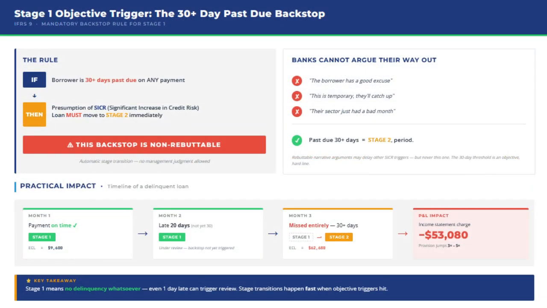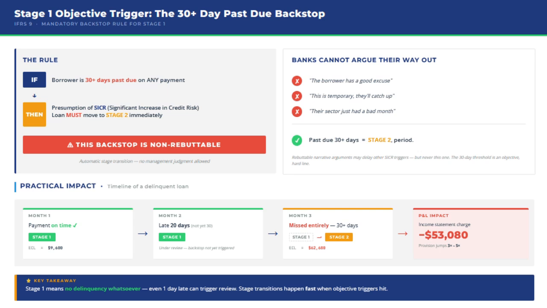Now this slide contains one of the most important rules in IFRS 9. It is mandatory, automatic and non-negotiable. If a borrower is 30 days past due on any payment, there is an automatic presumption of significant increase in credit risk. The loan must move to stage 2 immediately. And this is not optional. There is no management judgment allowed.